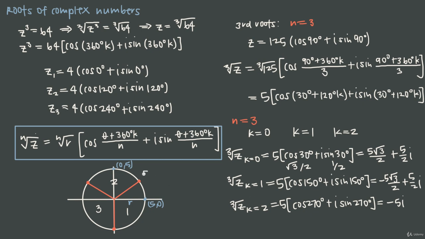So this would be the point here, 5 root 3 over 2 plus 5/2 i. This would be negative 5 root 3 over 2 plus 5/2 i. And this would be the point down here, negative 5i. So that's what it means to find the nth roots of a complex number. Given the complex number in polar form, you can find the nth roots for any positive integer value of n using this formula here for the roots of a complex number, and those nth roots will divide the circle with radius r into n equally sized pieces.